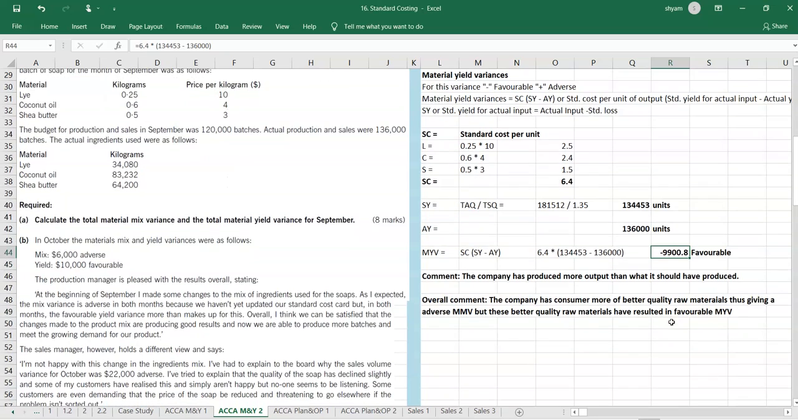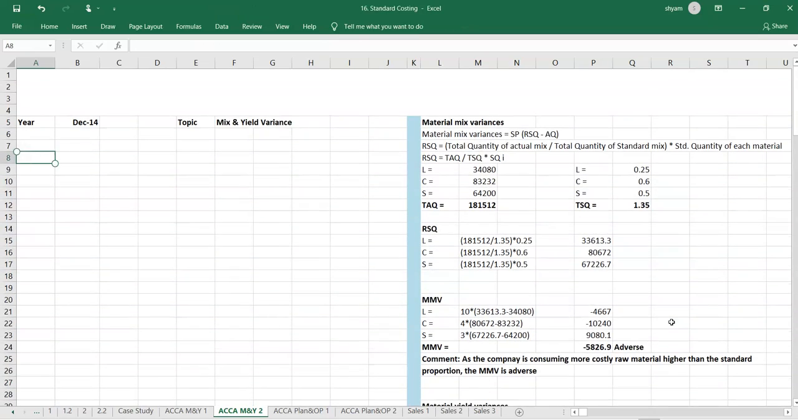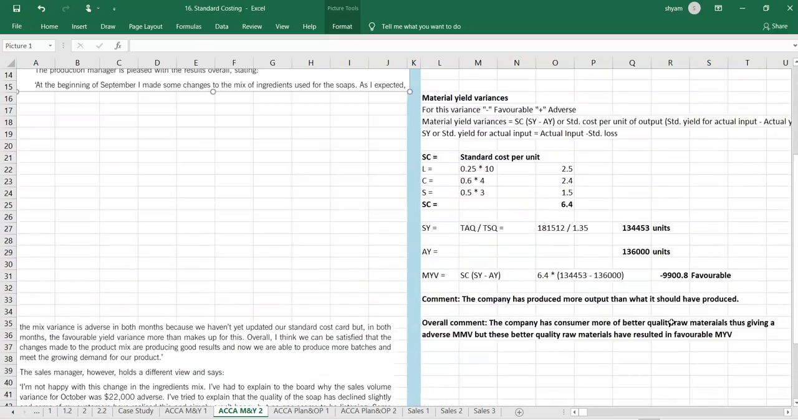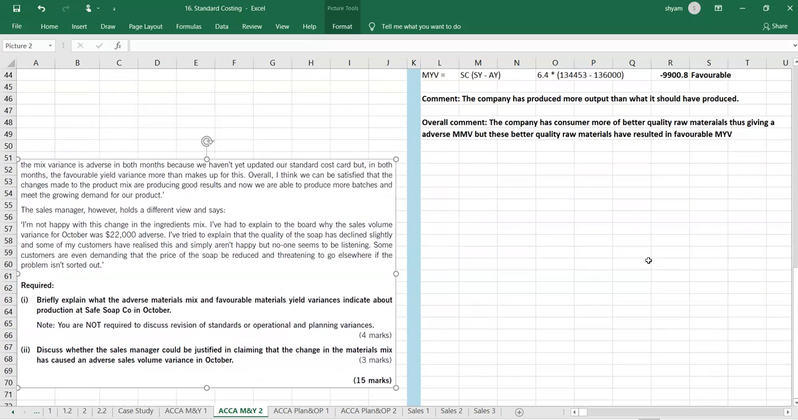So that's about this question. We'll take the question and paste it here, and we still have one more question. We'll work out that also.